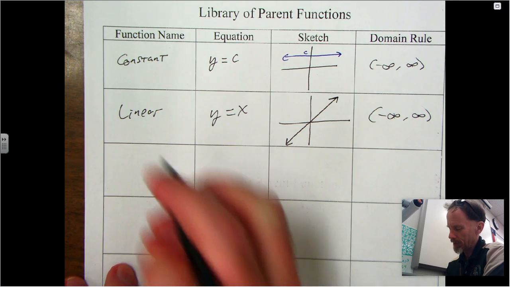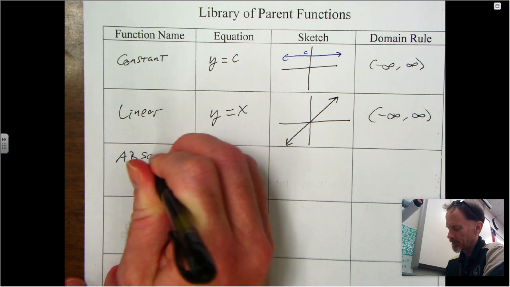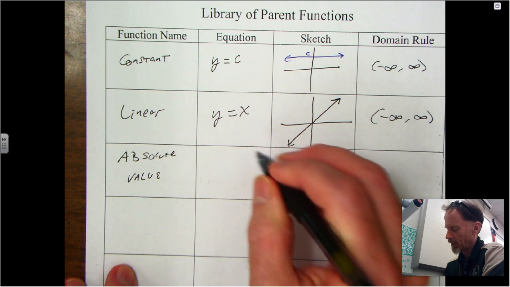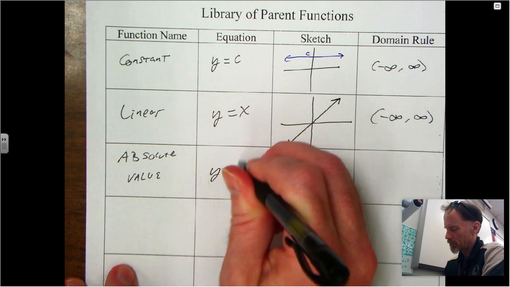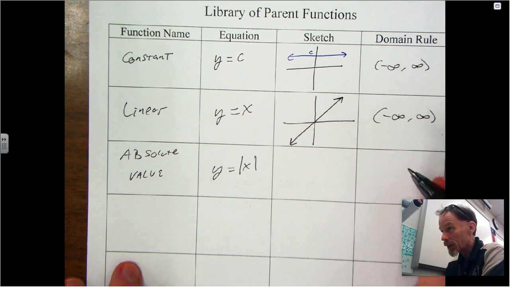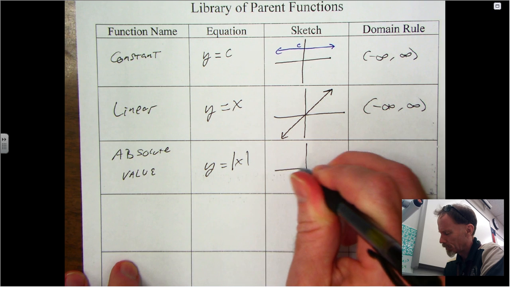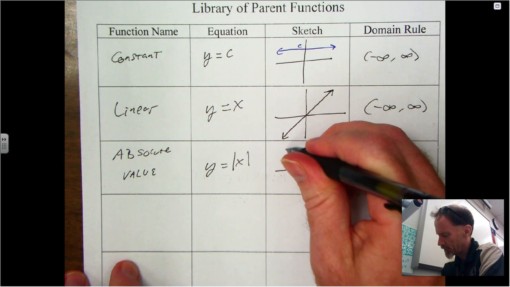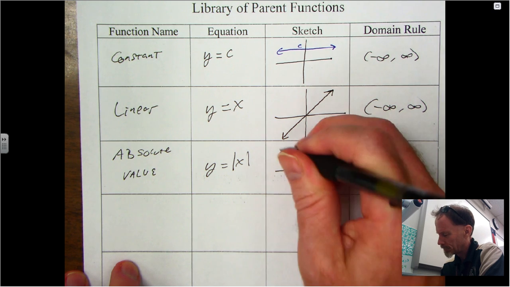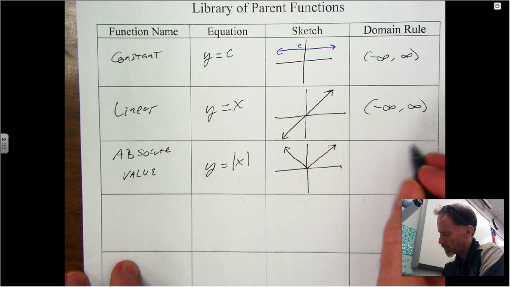Next one we're going to talk about is the absolute value function. And the equation is those two vertical bars, if you remember that. And the graph of this looks like a V, where the vertex, the point of the V, is also at the origin. And again, the domain of this is also all real numbers.